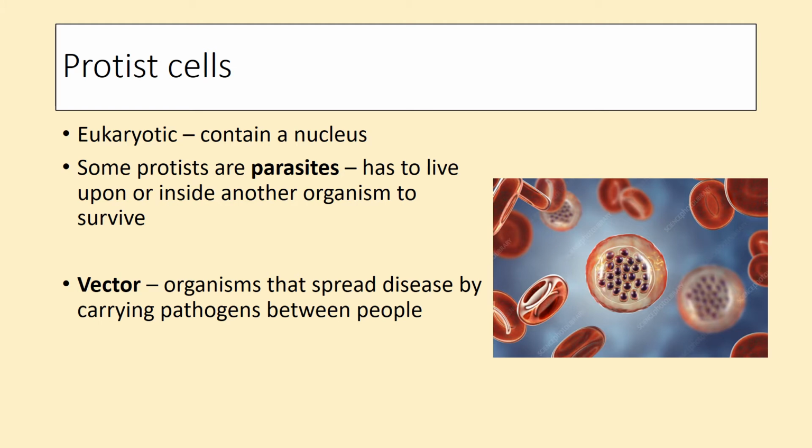Some protists are parasites that have to live on or inside another organism. And the main way parasites are spread is through a vector. Vectors are organisms that spread disease by carrying pathogens between people. Remember, a pathogen is just a microorganism that causes disease.